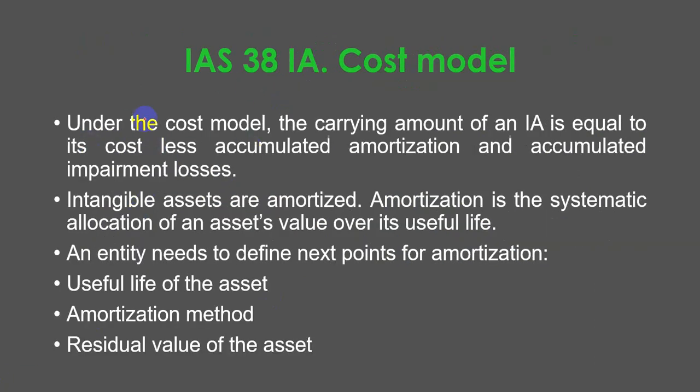Cost model. Under the cost model, the carrying amount of an intangible asset is equal to its cost less accumulated amortization and accumulated impairment losses. Intangible assets are amortized. Amortization is the systematic allocation of an asset's value over its useful life. An entity needs to define the next points for amortization: useful life of the asset, amortization method, and residual value of the asset.